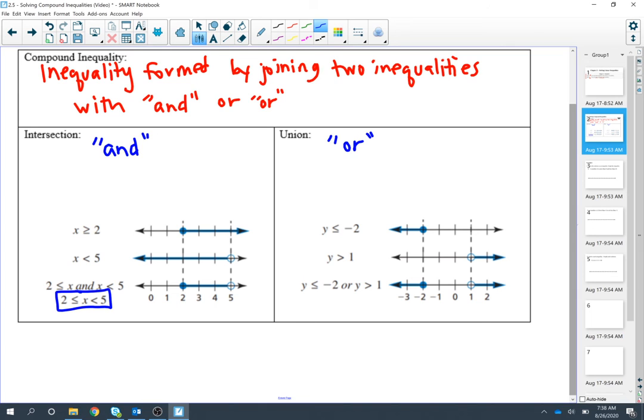So this is an and, this is an or, and when you're dealing with a union, which is an or, you have to use the word or. You cannot write it like we can an intersection as one neat line. You have to write it as two separate inequalities using the word or.